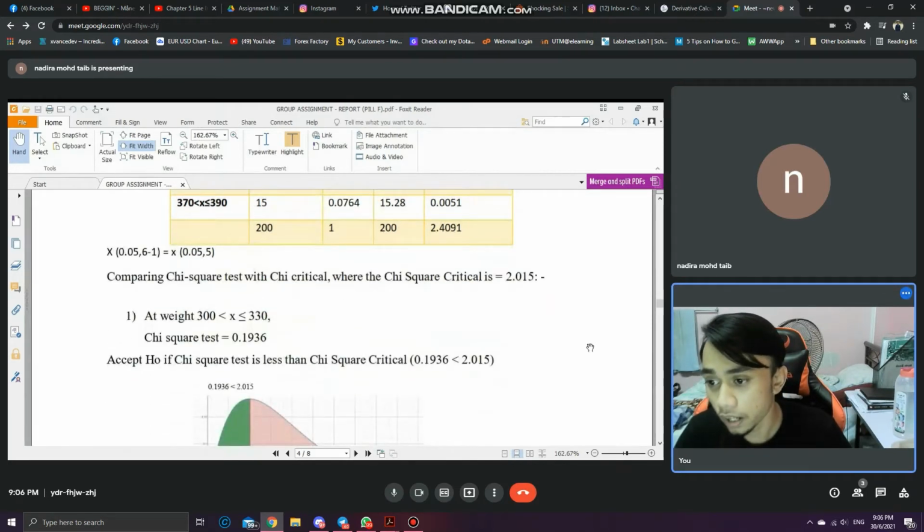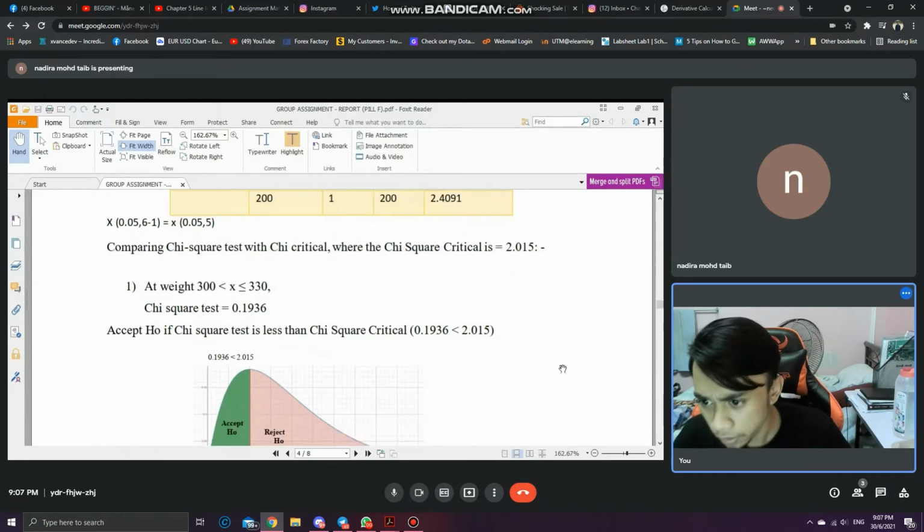Okay, after that, based on the question, alpha is 0.05 and we obtain the value of V as 5. Based on alpha 0.05 and V equal to 5, we can obtain that the value of chi-square critical is 2.015. To make a conclusion, we need to compare the value of chi-square test and chi-square critical, and we need to make sure that chi-square test is less than chi-square critical to accept our H0.